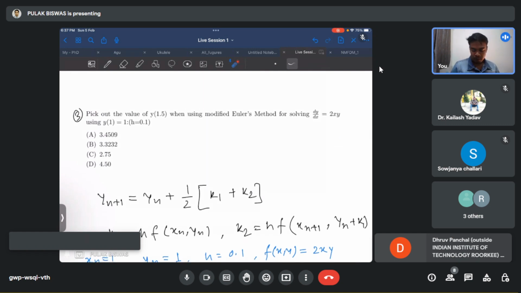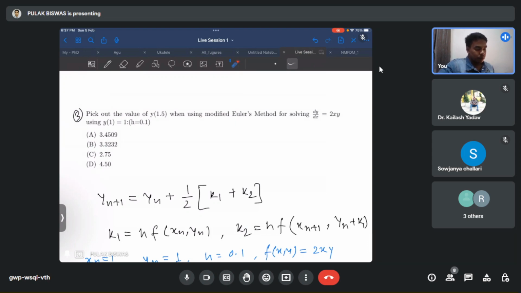Now here comes the third question: what would be the value of y at 1.5? But we have to use the modified Euler method in order to solve this ODE, with the initial condition given and h equal to 0.1. For modified Euler's case, this is the scheme, this is the formula.